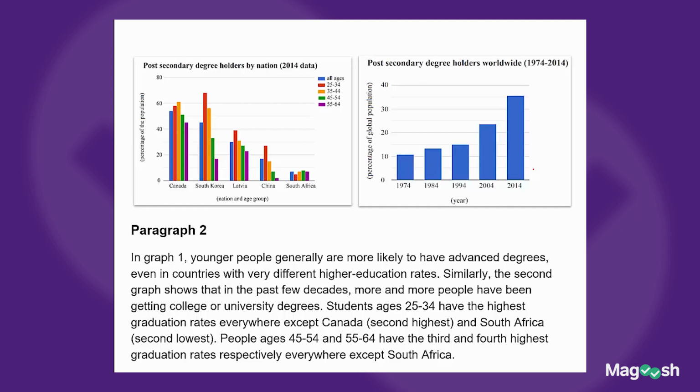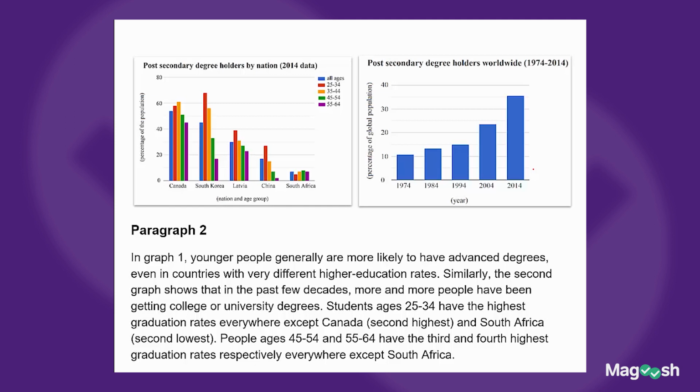So it says, in graph 1, younger people generally are more likely to have advanced degrees, even in countries with very different higher education rates. Okay, so making a generalization, even though it doesn't work for all groups, in general, we'd say that the trend is for younger people to have more, they are more likely to have advanced degrees in these countries.